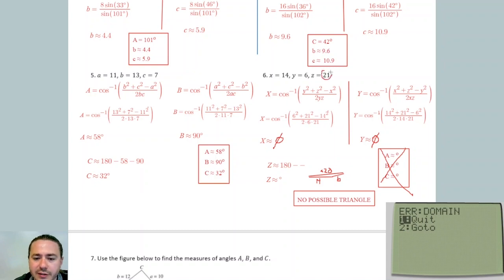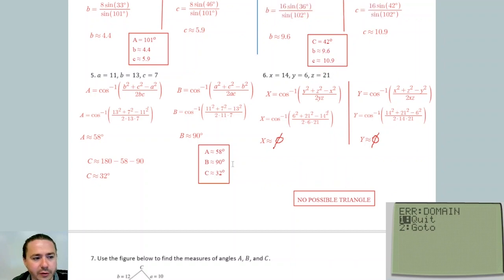And since this third side is 21, that side is just too big to construct this triangle. So I guess this could happen. In this case, there's no possible triangle. There's just essentially no solution here. In fact, it might even be worth deleting all this extra stuff that I'm crossing out here. Yeah, there's nothing. No possible triangle.